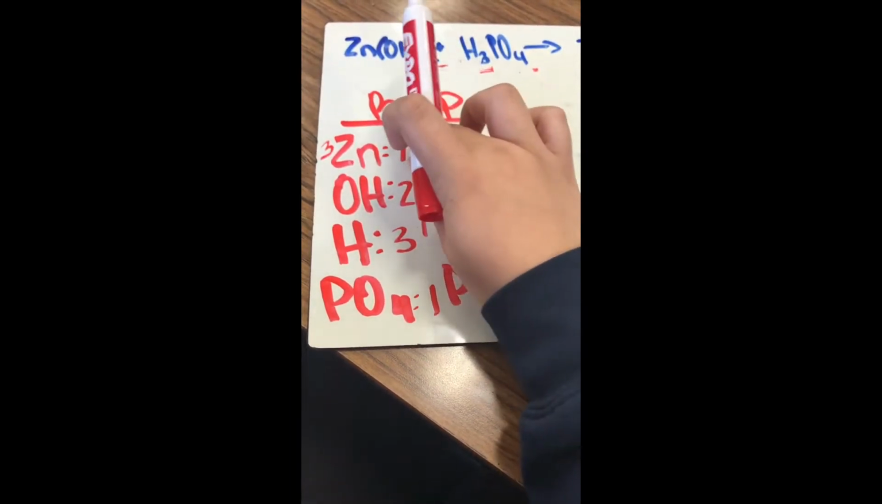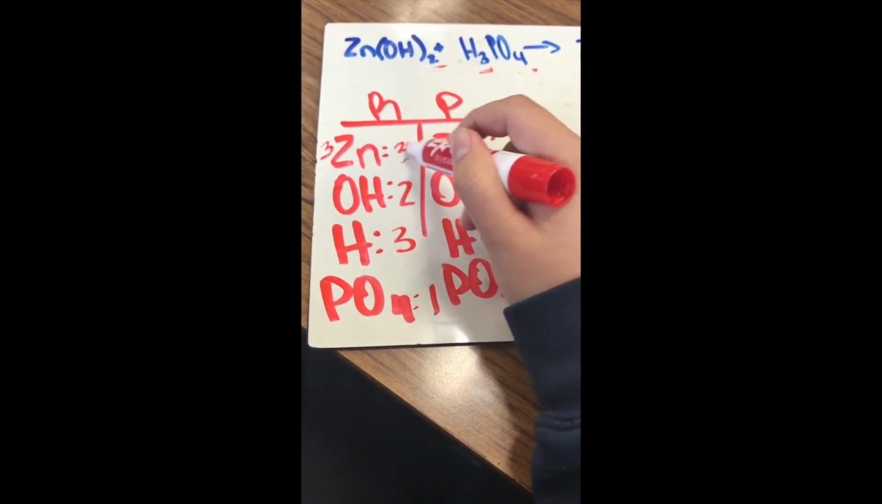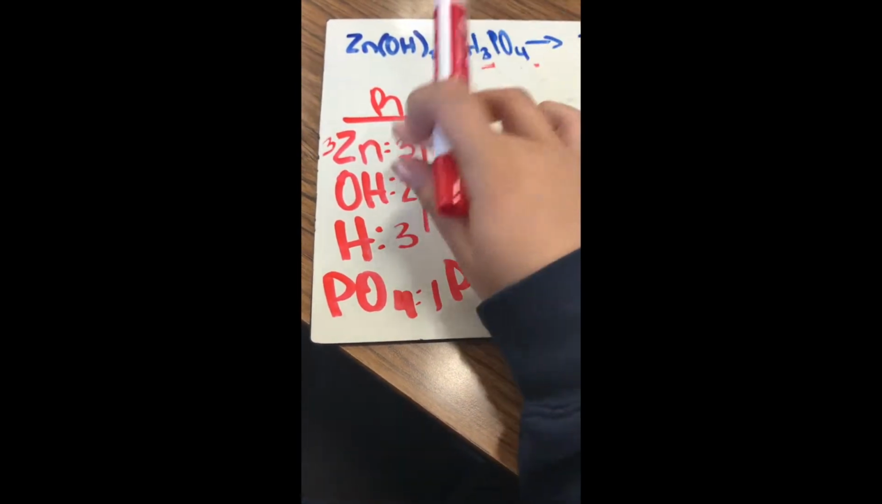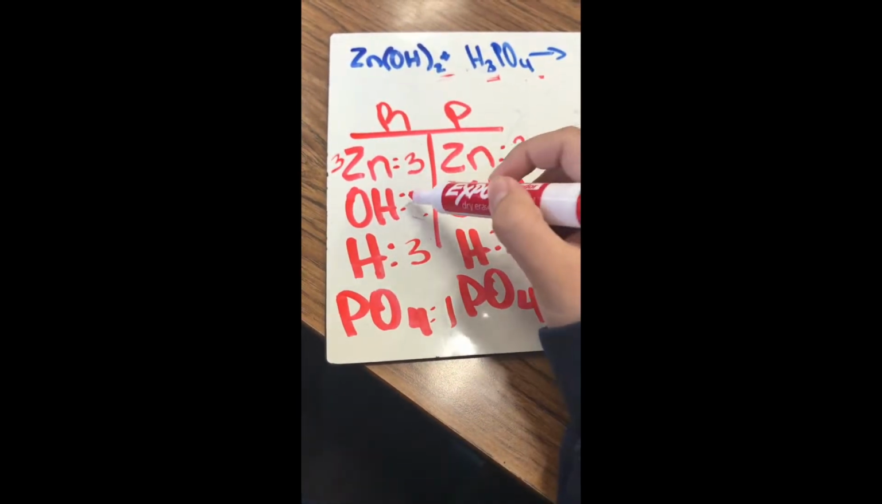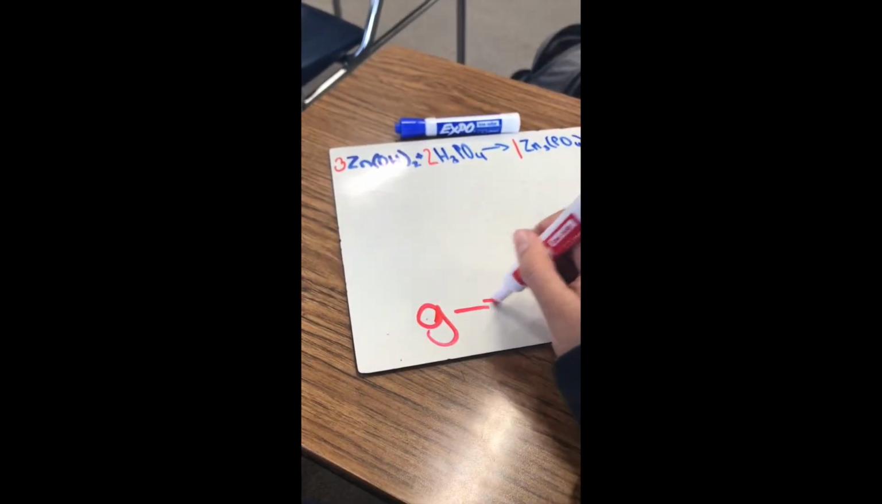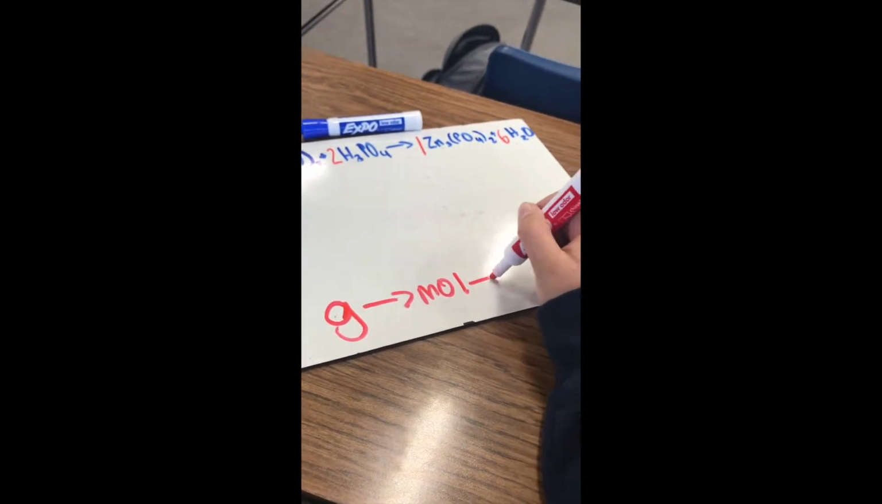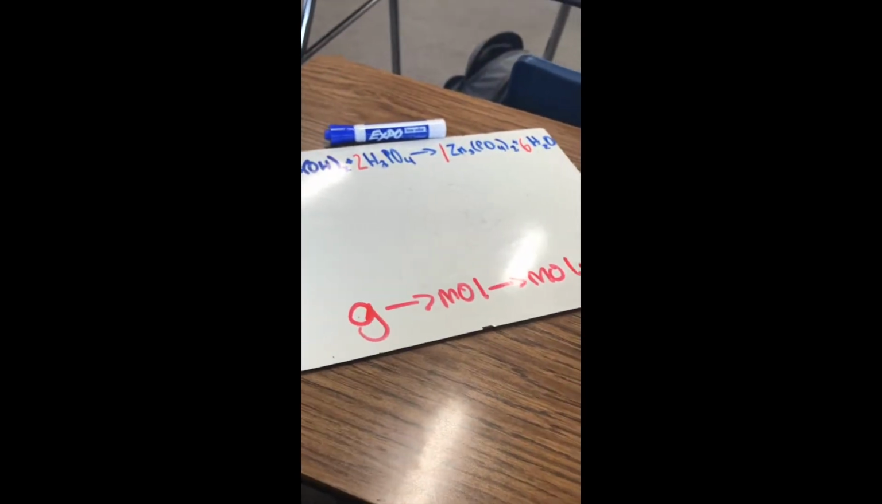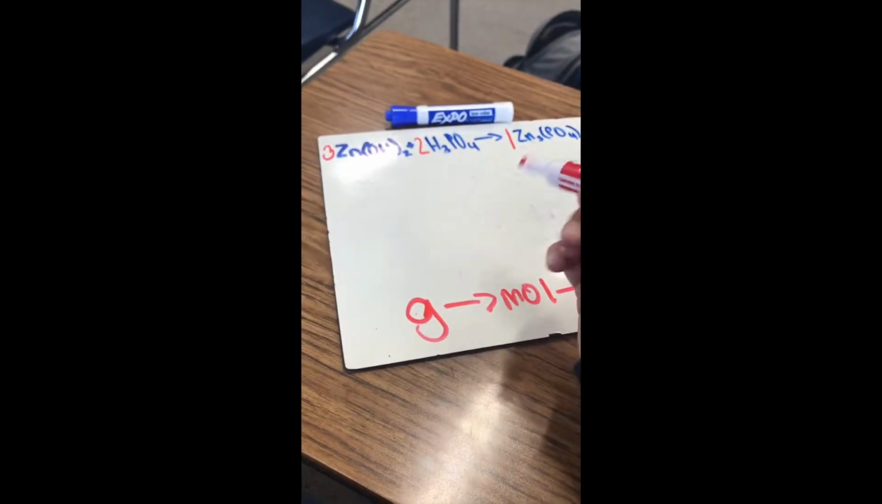And we're basically just trying to make sure that the number of elements on the reactant side is the same as the number of elements on the product side. So I eventually got 3, 2, 1, and 6 to balance my equation, and now we can move on to the stoichiometry equation. So for stoichiometry, you have to convert grams to moles to grams.